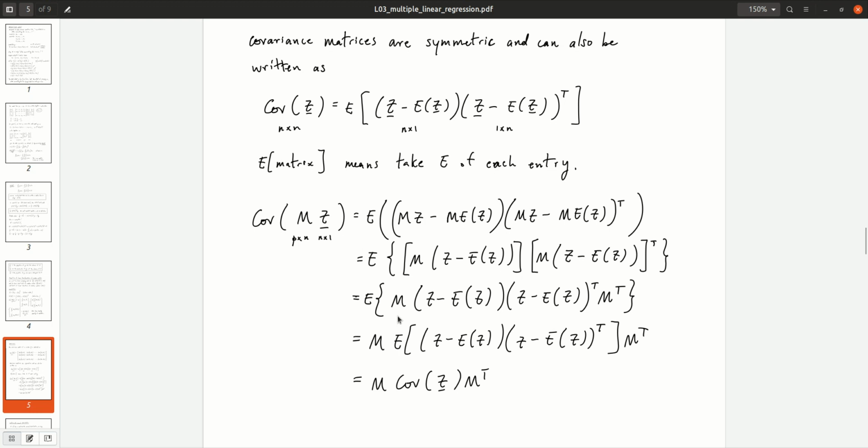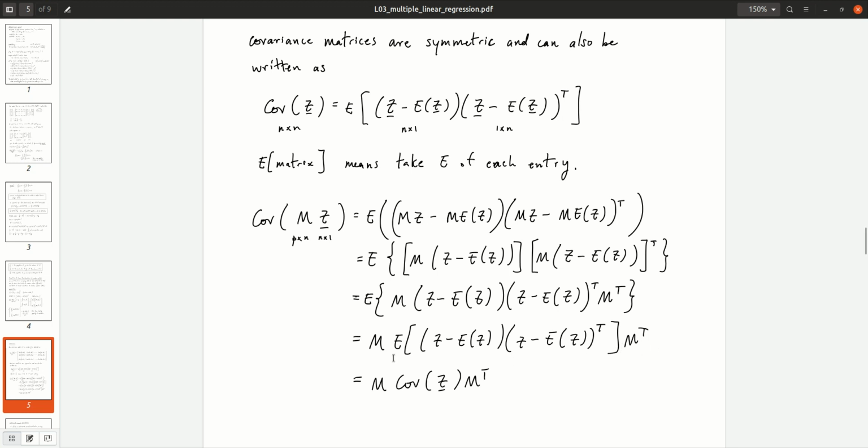Now we have M times (Z minus E[Z]) times (Z minus E[Z]) transpose times M transpose. Since M is a matrix of non-random coefficients, we can pull it out of the expected value. The way this works for matrices is similar to vectors: if you have one on the left, you pull it out to the left, and if you have one on the right, you pull it out on the right. So you get M times the expected value of the middle stuff times M transpose.